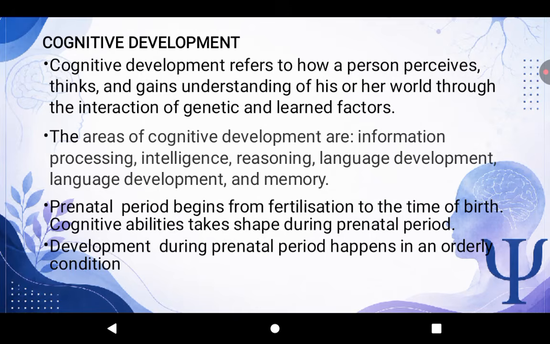they're exposed to. Then we must also understand that the areas of cognitive development are information processing, intelligence, reasoning, language development, and also memory. Okay, so those are the areas of cognitive development, something to do with how a person is able to process information, the intelligence of that particular child, which is known as the cognitive intelligence, or we can call it IQ, intelligence quotient of a particular person.